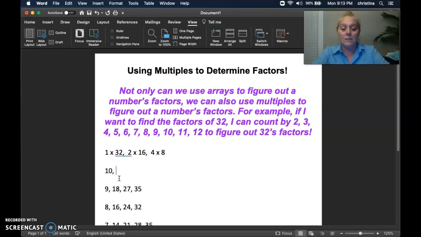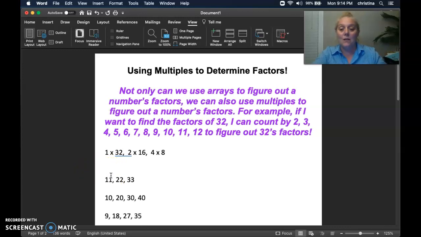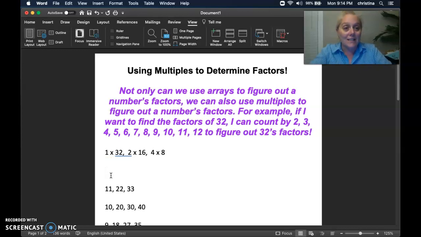Okay, if you do your multiples of 10, 20, 30, 40, obviously 32 is not going to be a multiple of 10 because all multiples of 10 end in a 0. All right, if we do our multiples of 11, so 11, 22, 33. So once again, 32 is not a multiple of 11, so 32 does not have a factor of 11.